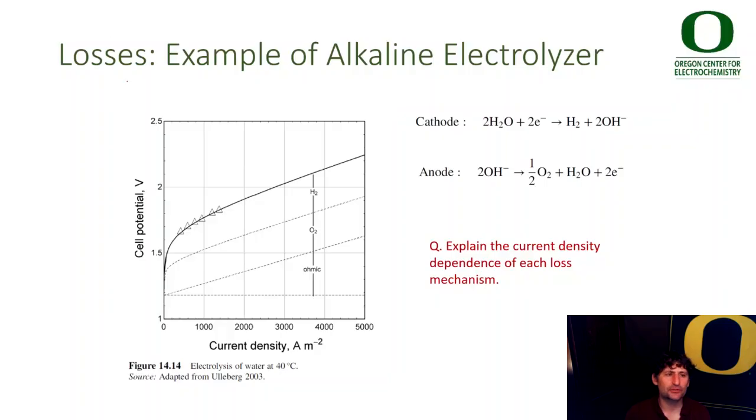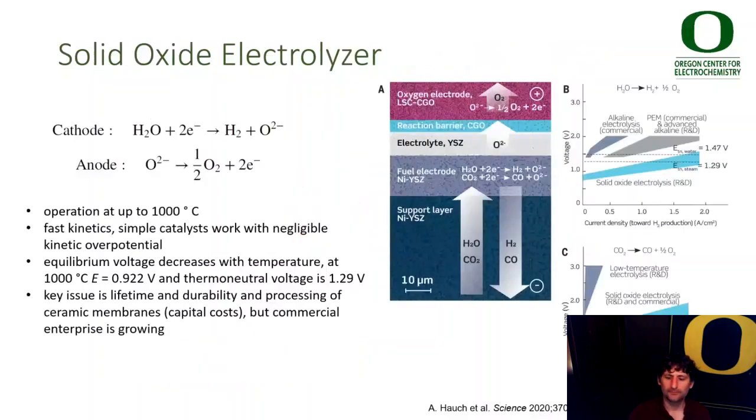Here's another example showing the losses observed in an alkaline electrolyzer. You'll see an ohmic loss, activation overpotential for oxygen, and activation overpotential for hydrogen. And you can look at how these all depend on current density. So you'll notice the ohmic loss increases with current density, but the activation losses are almost constant in this region of current density. So I'll have you also think about that and answer that in class. Why is that?